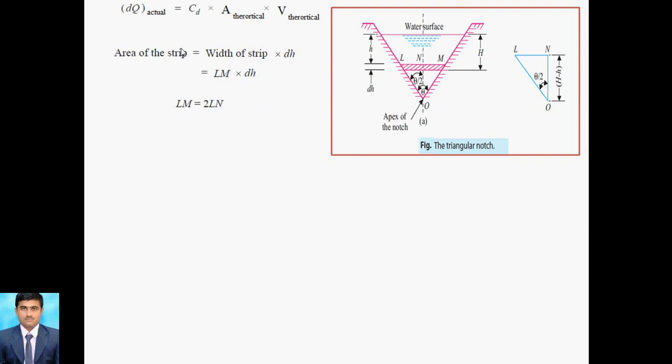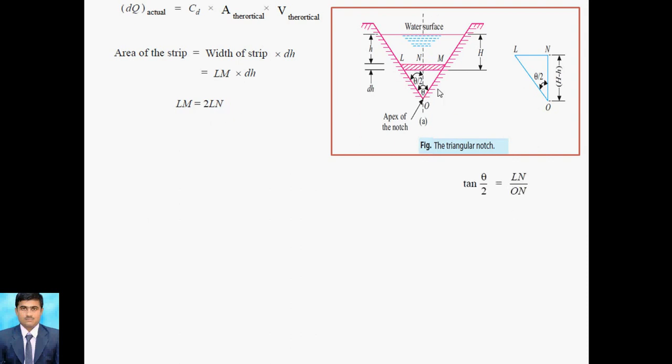Again I repeat, we are now finding the area of the strip, which is equal to width of strip into dh, because area means length into width. So width is LM and the length is the small thickness dh. If you know LN, we get the value of LM, because LM is divided into two parts. That's why I can write 2 LN.